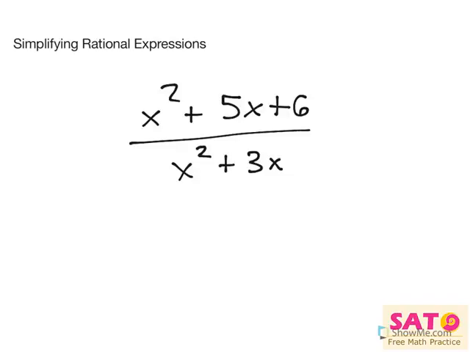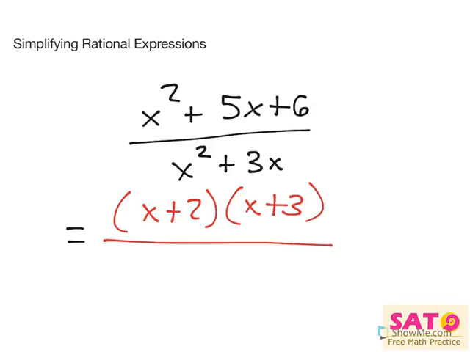So for this one, we need to find common denominators or numerators or just numbers that each one shares. So let's start off with the top one. x squared plus 5x plus 6. Well, that looks like a factorable quadratic. So let's think about it. What adds up to 5 and multiplies to 6? Well, there's only a few options, but it can be 2 and 3. So x plus 2 and x plus 3.